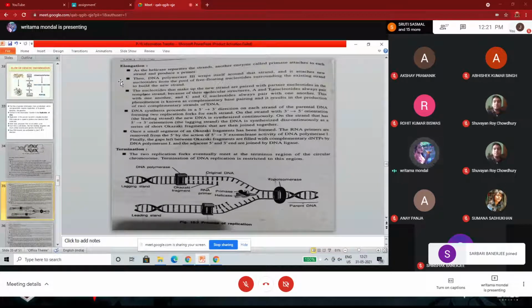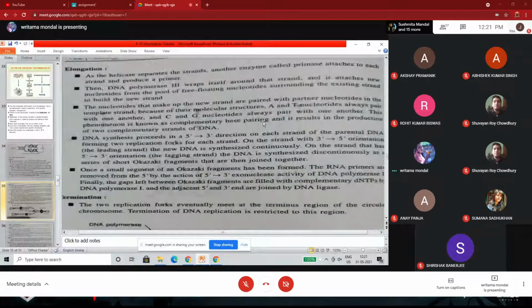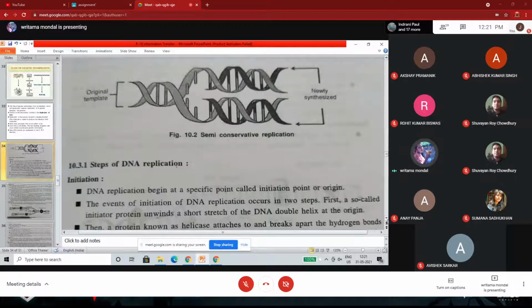Second step is elongation. As the helicase separates the strands by breaking the hydrogen bonds, there is another enzyme called primase. It attaches to each strand and produces a primer. So primase is another type of enzyme. It attaches to each end strand of the DNA. There are separated strands. In the first step, the strands are not separated. They are separated with the help of helicase.